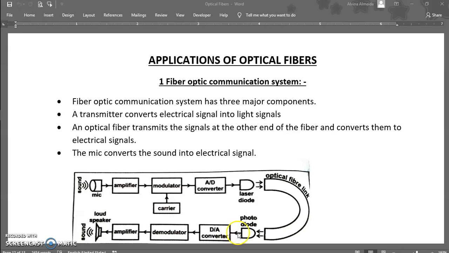Then the signal which is obtained from the photodiode is in digital form. So we have to convert it to analog form. So we have to use a digital to analog converter. Next, this signal has to be separated as original signal and the carrier signal. So it has to pass through a demodulator. And from the demodulator, the original signal is then amplified and then we can hear it through a loudspeaker.